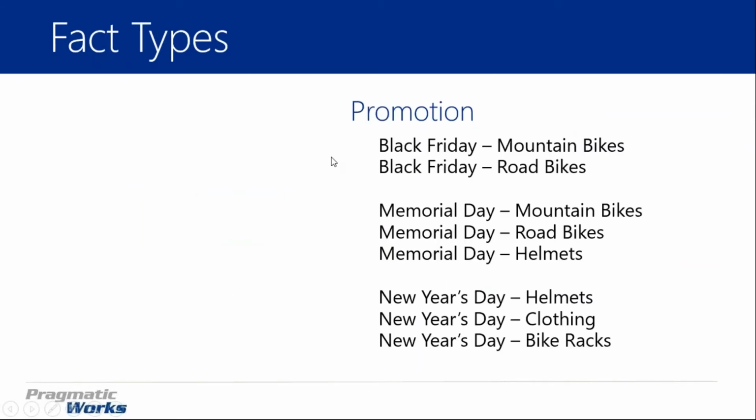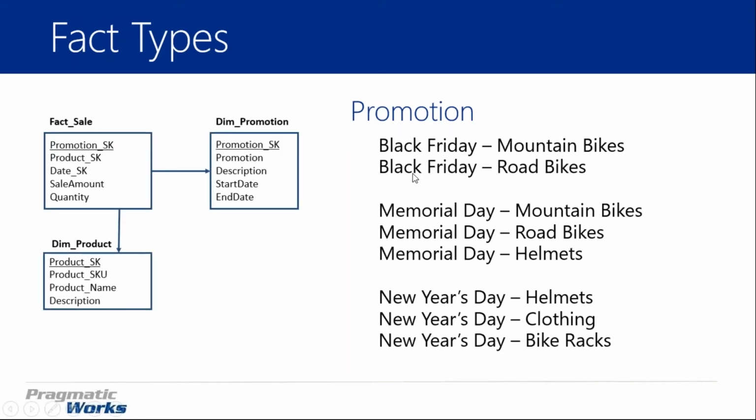Now we're going to get more into dimensional modeling and how this impacts you from a high level. So let's imagine, for example, inside of your organization, you're selling a bunch of different products. That's what your business is, selling products. And you have a bunch of different promotions throughout the year. So you have promotions for Black Friday, Memorial Day, and New Year's Day. A promotion can be for multiple products, like mountain bikes and road bikes, or mountain bikes, road bikes, and helmets, which are really categories, but this is just a quick example.